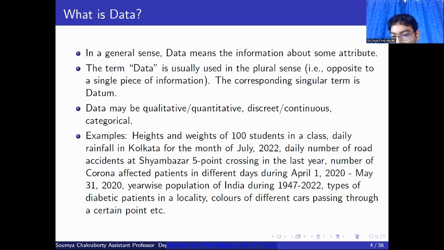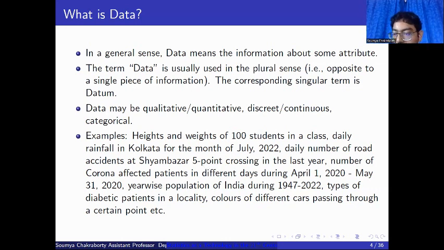We have seen that all these data sets are basically quantitative. That is, we have some numbers. The heights and weights will be some numbers. The number of road accidents will be some number. The amount of rainfall will be some numbers. It's a kind of data.